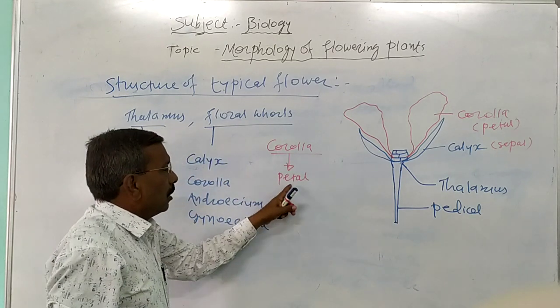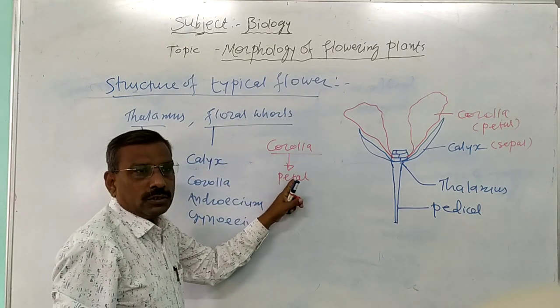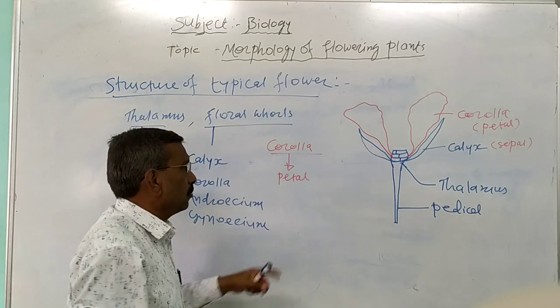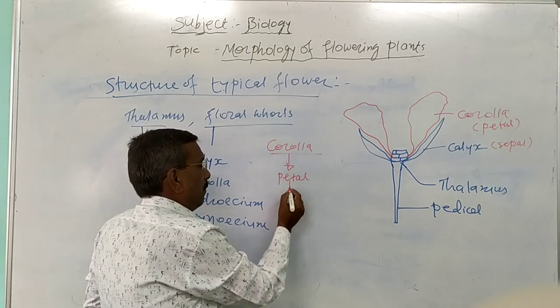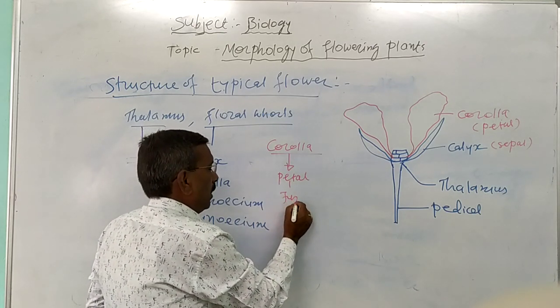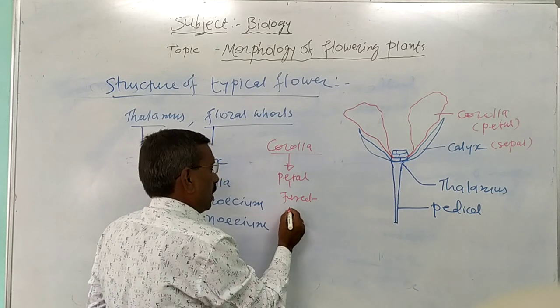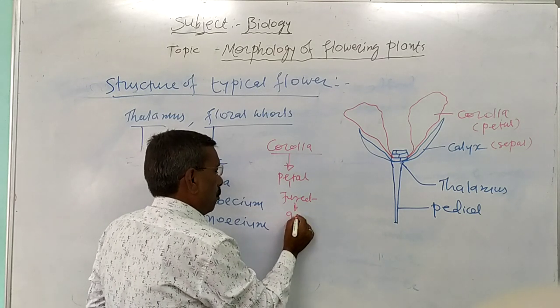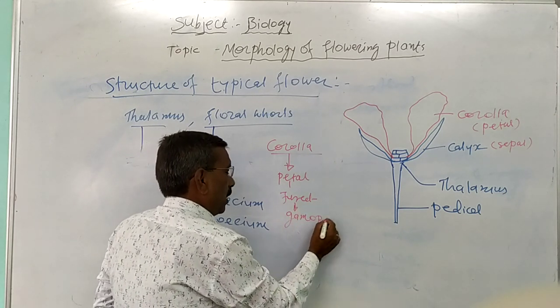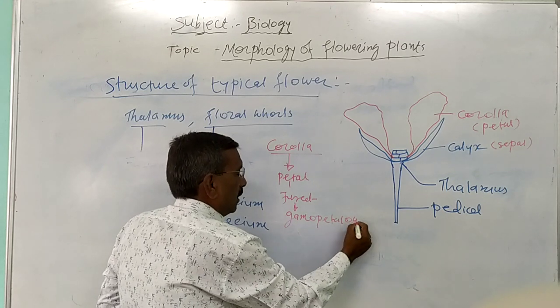Now corolla is the second most brightly colored attractive whorl of the flower. Its unit is known as a petal. Petals may be fused. That corolla is known as a gamopetalous corolla.